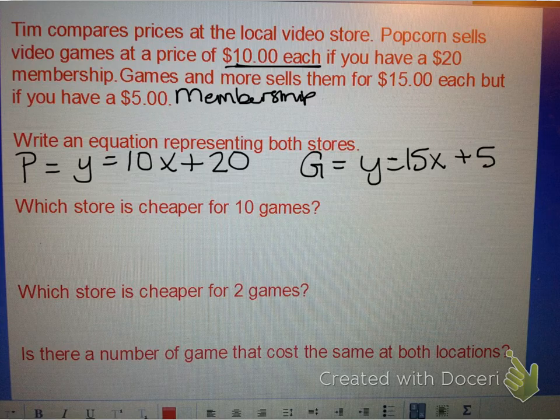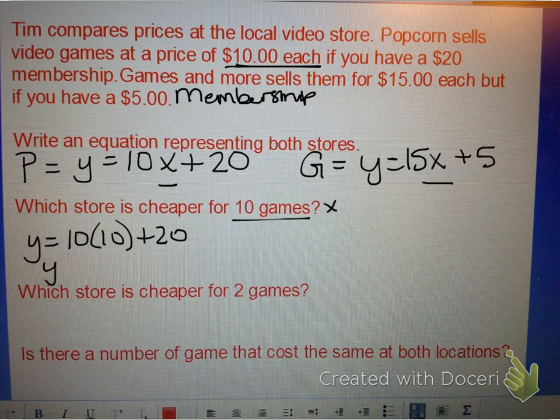So the question says which store is cheaper for 10 games? So since this is $10 per game and $15 per game, the 10 games is your X value. So we want to say y equals 10 times 10 plus 20. So y equals 100 plus 20, which is 120.